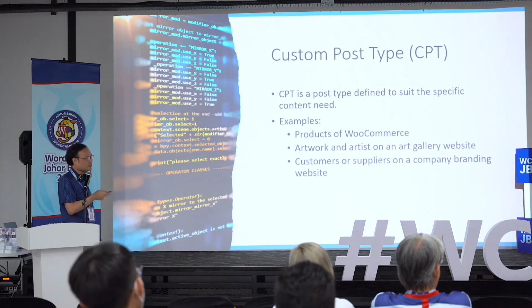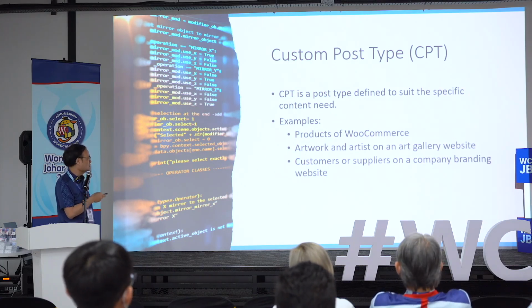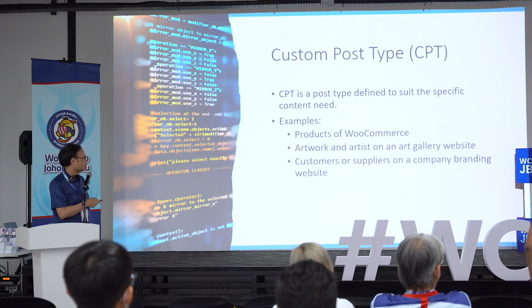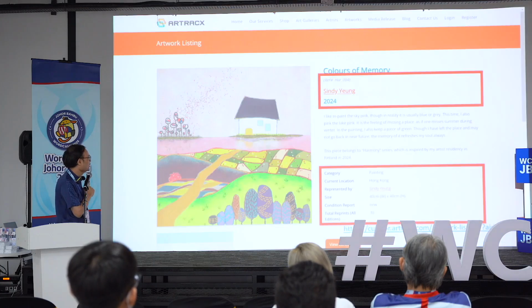Examples are basically anything that is not the default, like page, post, attachment, things like that. So products of WooCommerce is one of the CPTs that you may know the most. Maybe you have a gallery website, the artwork and artists are all custom post types, and customers or suppliers on the company branding websites also fall into this kind of post type.